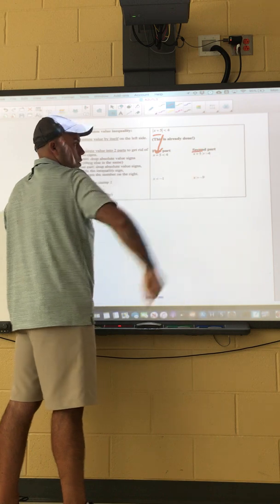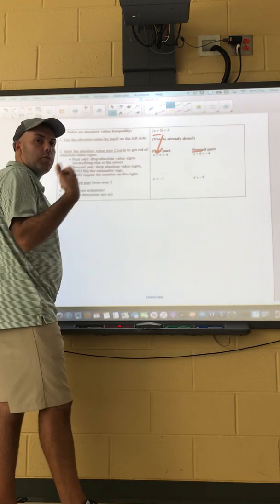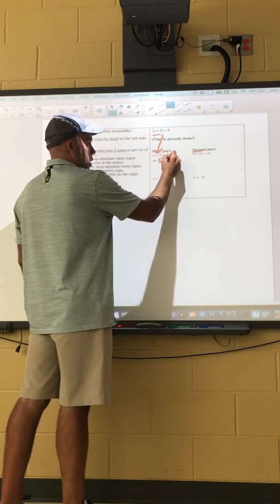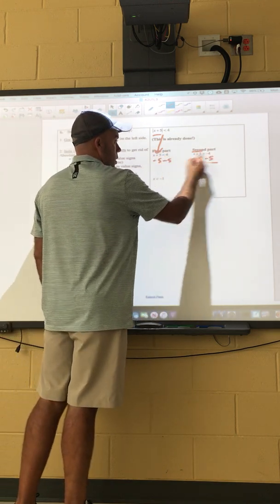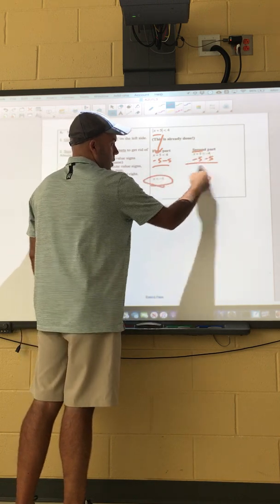Instead of being a 4, now it's a -4. And now we're going to solve Algebra 1 style like we did on the front for both the inequalities, which means we just minus 5 to both sides. Well, 4 minus 5 is -1. -4 minus 5 is -9.